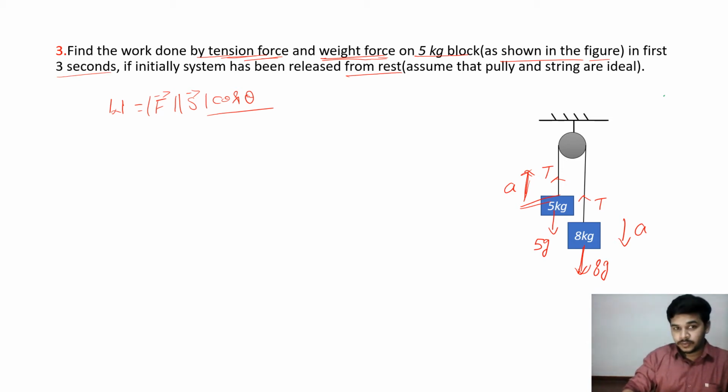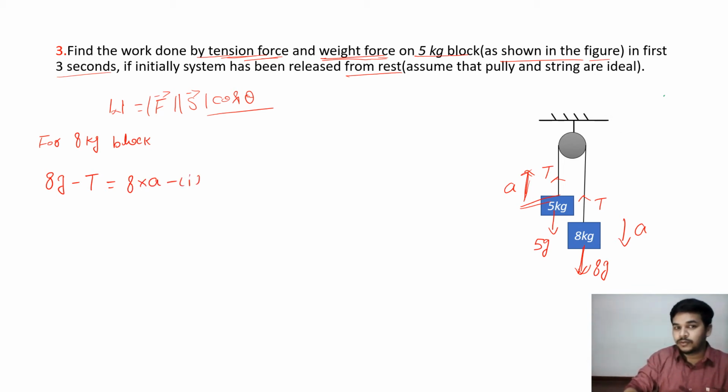So let me first solve the question. Let me apply Newton's second law on the 8 kg block. The 8 kg block is going downward. Remember, always write the force in the direction of acceleration as positive, and opposite to that as negative. So it will be 8g minus T, because tension is opposite to that, equals mass times acceleration, 8 times a. This is equation 1.